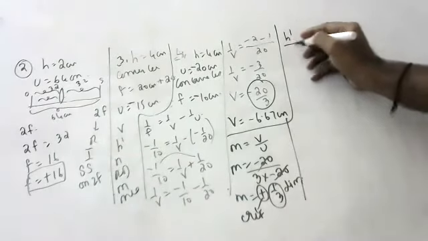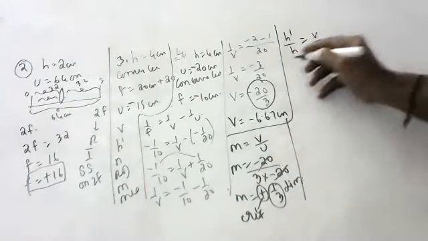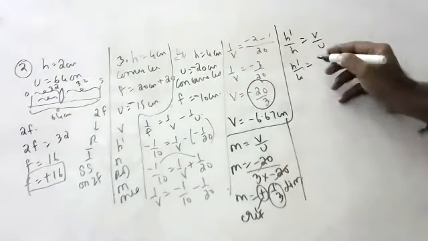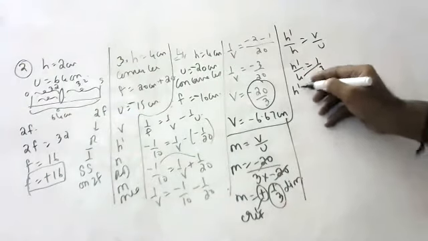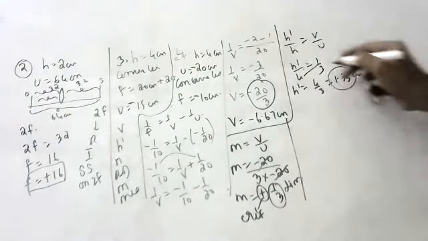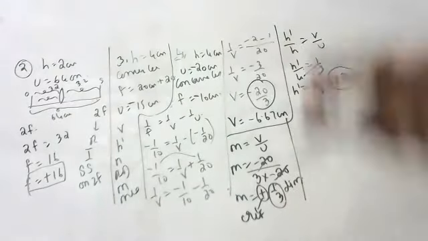And h dash by h is equal to v by u. h is 4. v by u is 1 by 3. This goes here. h dash is equal to 4 by 3, that is 1.33 centimeters. Means 4 became 1.33, so it is diminished.